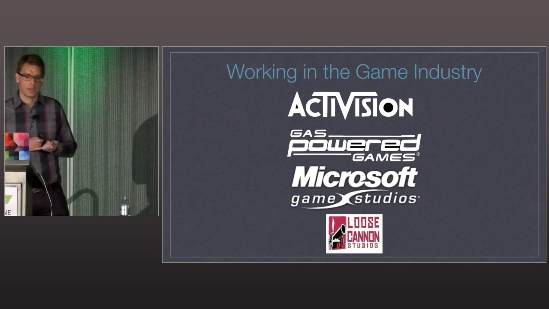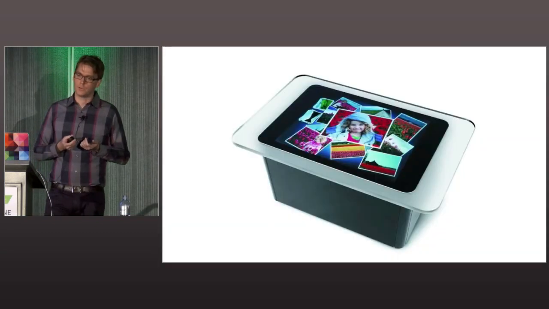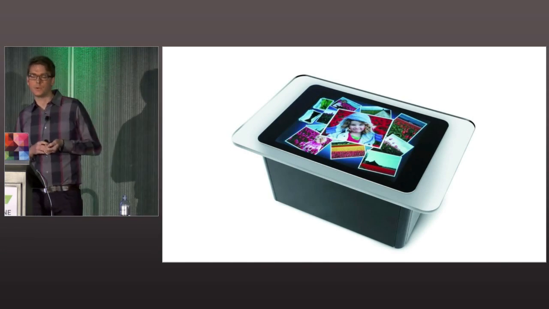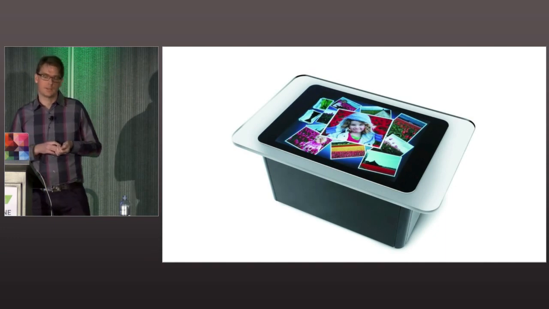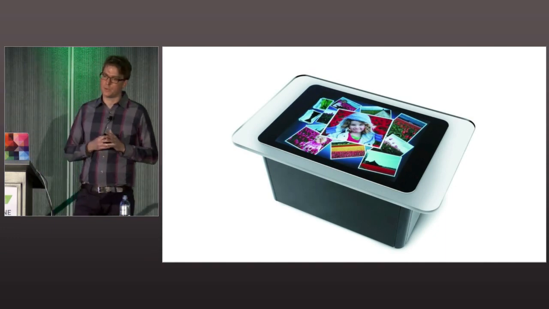And so at the end of that time at Loose Cannon, I don't know if you remember this, but the Microsoft Surface came out. And this thing came out in 2008, so it's about the same time as the iPhone 1. And it cost $10,000 and weighed about 200 pounds.